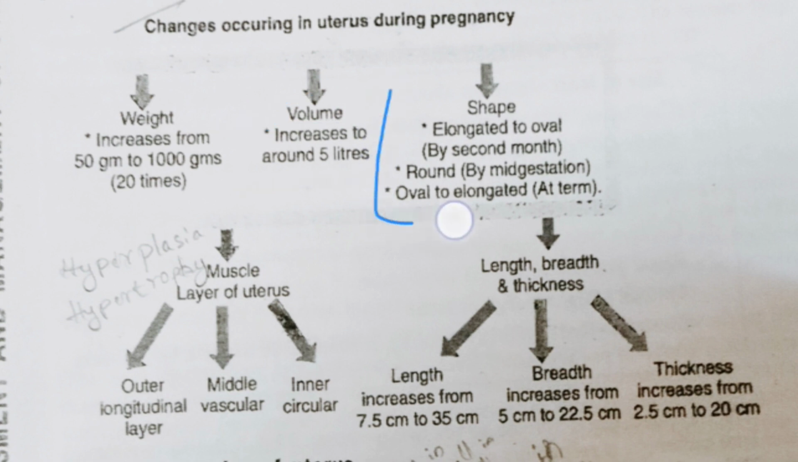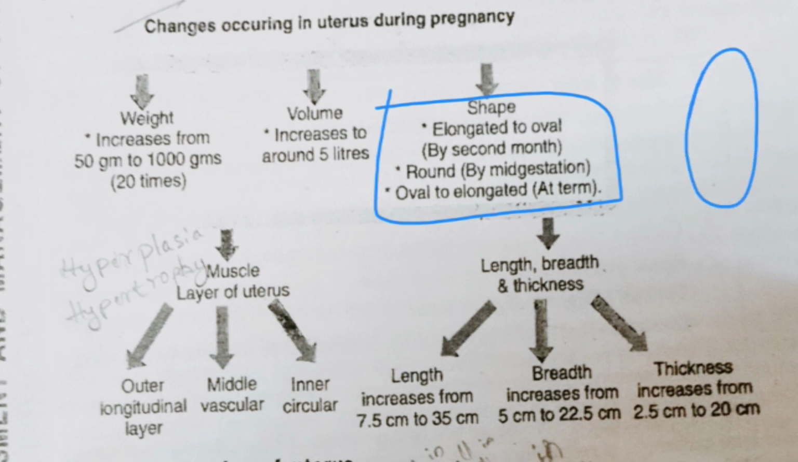Next, the shape of the uterus. At the very beginning stage, the uterus is elongated, and from elongated it becomes a bit oval. Around 2 months it becomes oval, and at mid gestation, around the 5th and 6th month, it becomes round, and again it becomes oval, and again the elongated shape.